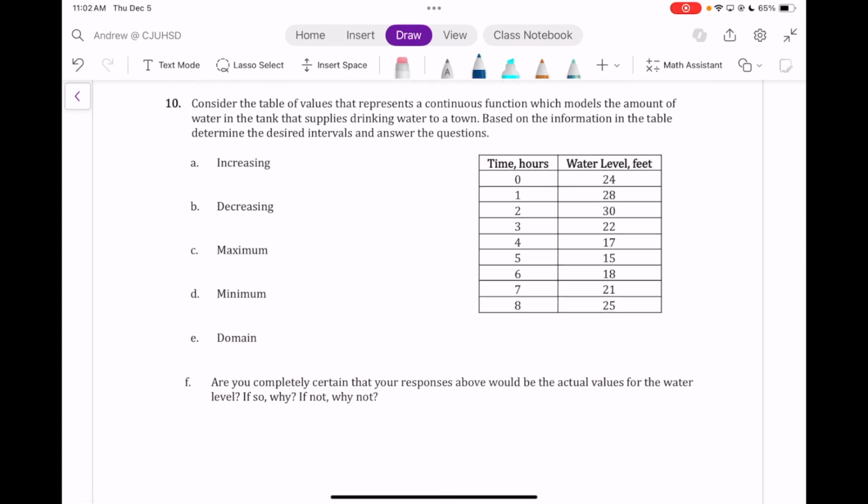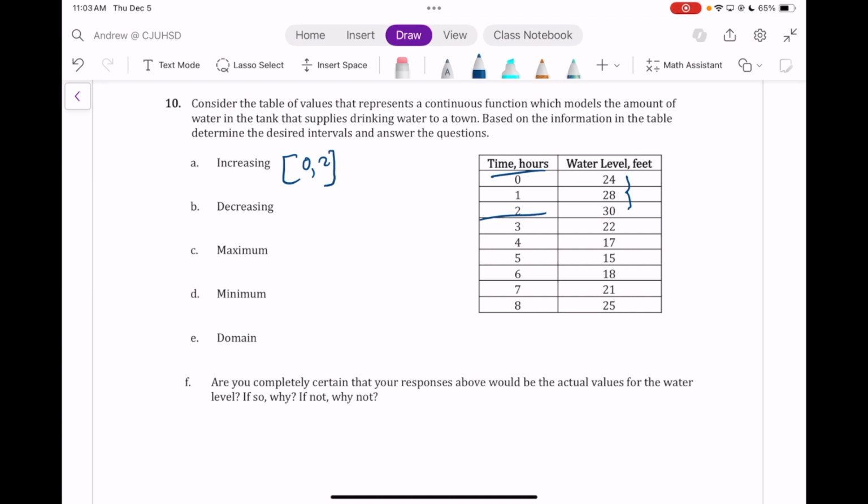We'll look real briefly here at number 10. It says, considering the table of values that represent a continuous function, which models the amount of water in the tank that supplies drinking water to a town. Based on the information in the table, determine the desired intervals and answer the questions. So increasing, again, what you would do is you would look for 24 to 28, 28 to 30. Oh, then I went down to 22. So it only increased from 0 to 2. But I need to look at the rest of the story.